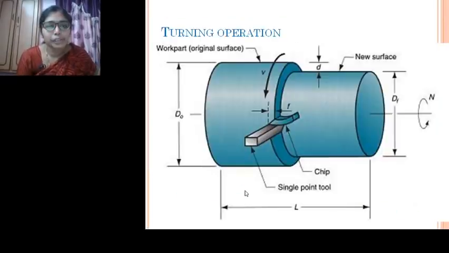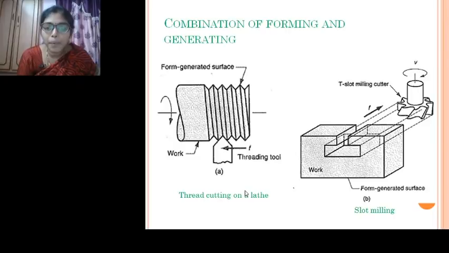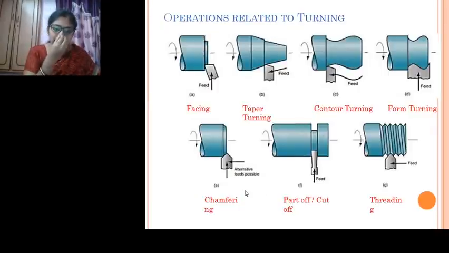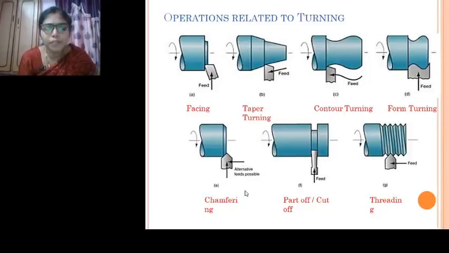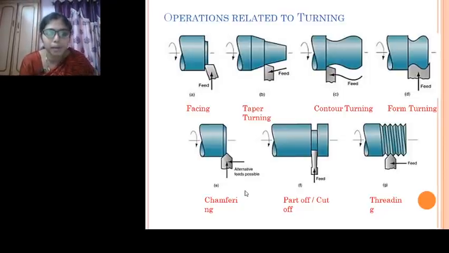Now coming to the turning operation, turning is the process in which the tool will be moving perpendicular to the workpiece axis, right? Perpendicular or parallel? It is parallel to the workpiece axis, right? Now there are different turning operations you might have observed. Some you might have done, some you'll be seeing now.